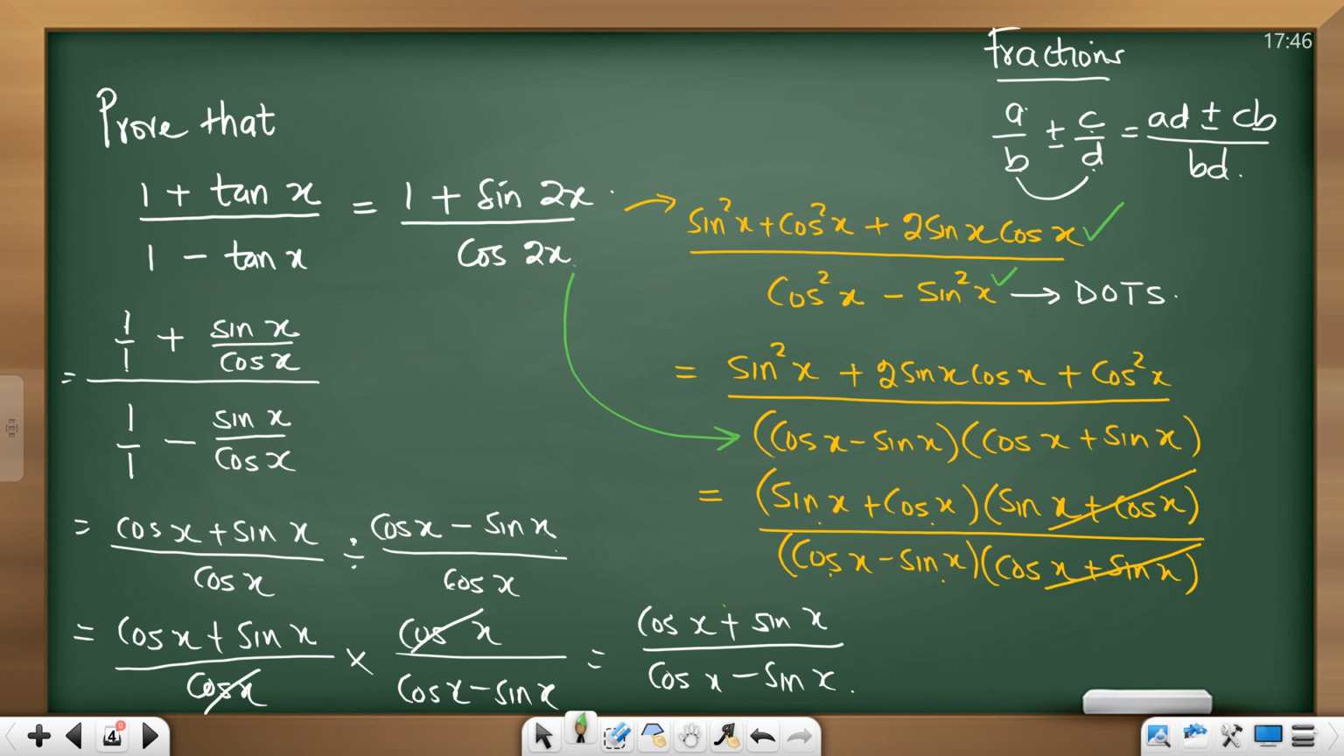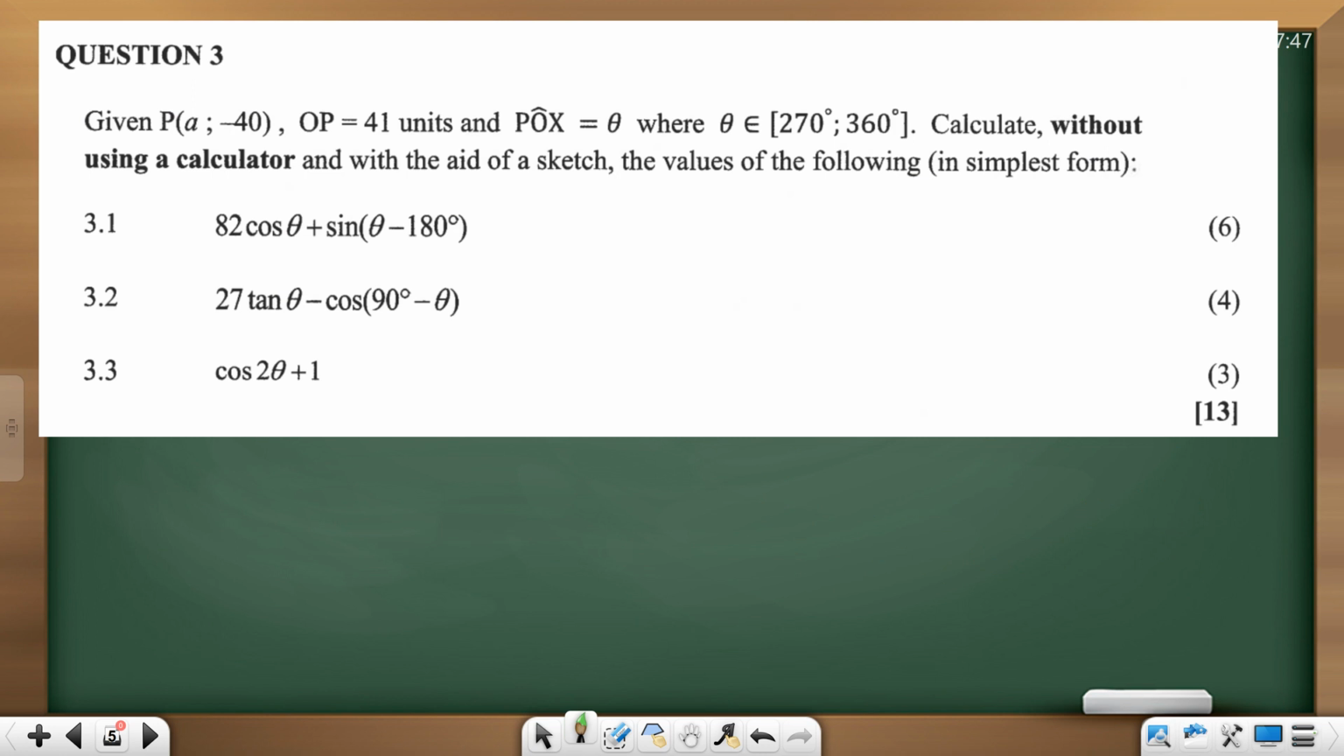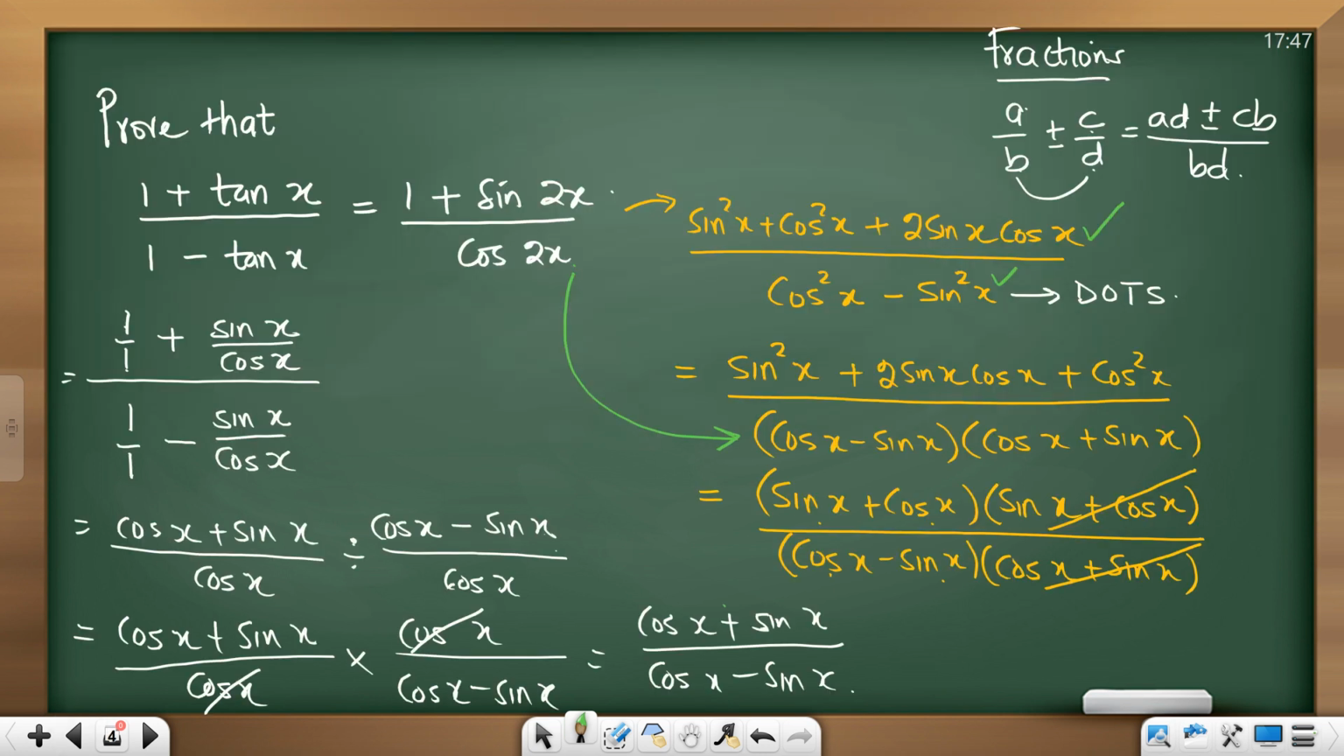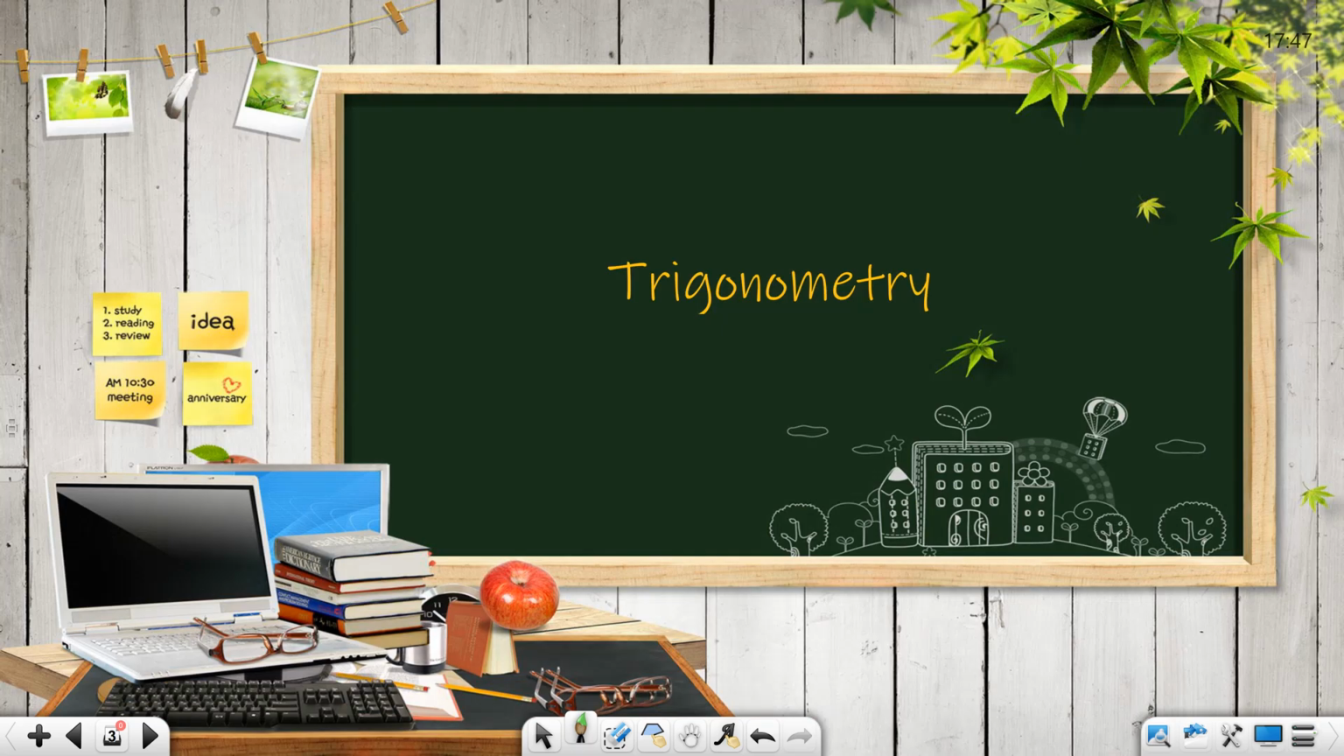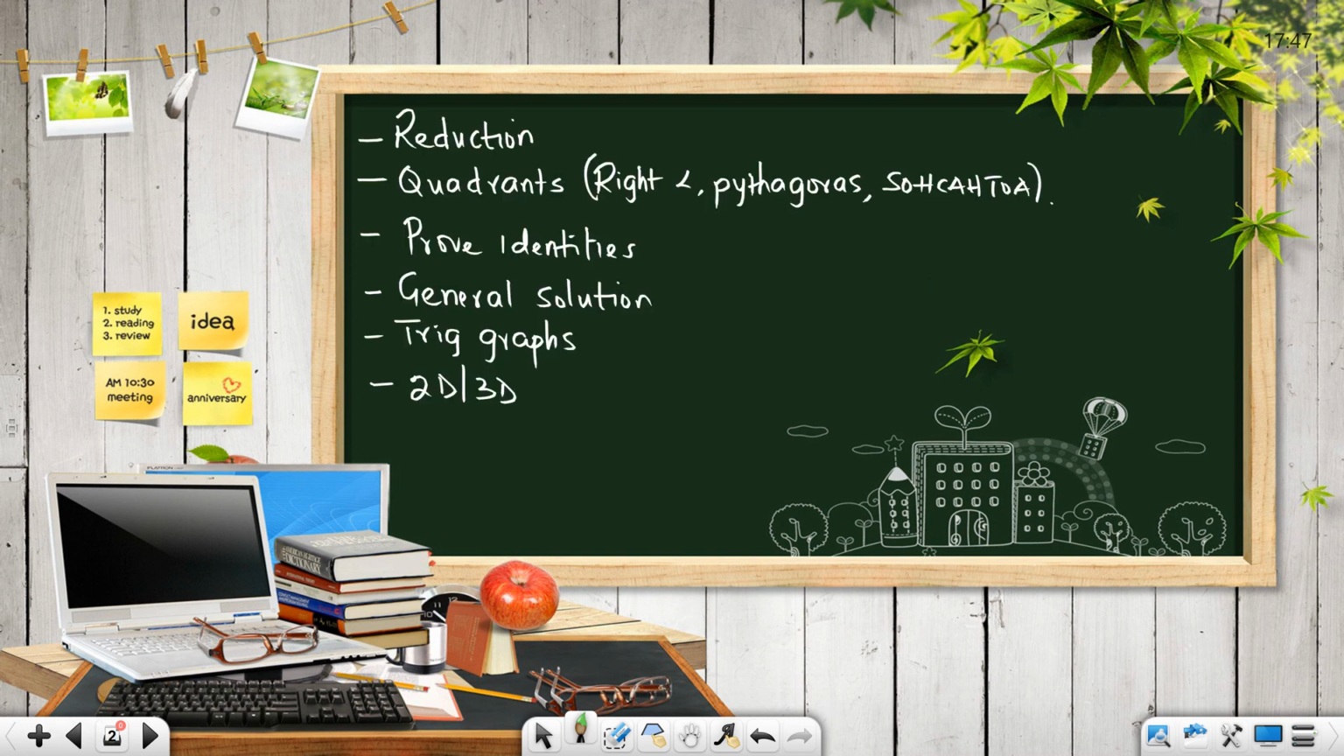Okay, let's move. Let's see what we have. Oh, quadrants. We're dealing with quadrants first. Beautiful. When it comes to quadrants, three things are important. Let me take you back. I wrote the three things that are important on quadrants. Right angle, Pythagoras, SOHCAHTOA. You get that, you're good.